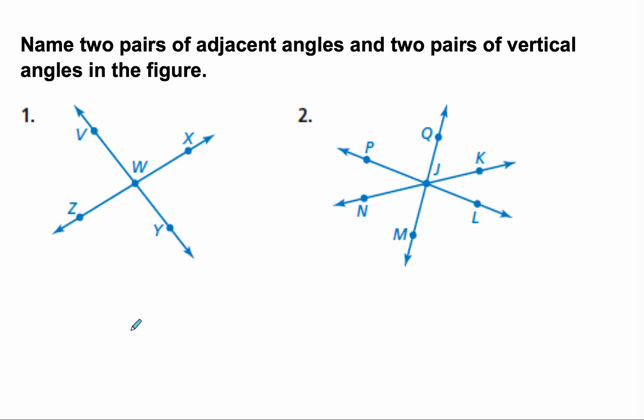Okay, let's check our answers. I'm going to do adjacent first, 2 pairs. Last time we just did 1 pair. All right, let's see. I'm going to do VWZ. I just picked that one for my first one. And then I need another one that touches it. So VWX. It doesn't have to match it inside, it just needs to touch it. They both have that little side, VW, as a common side. They both have the letter W as a common vertex. So this one is VWX.